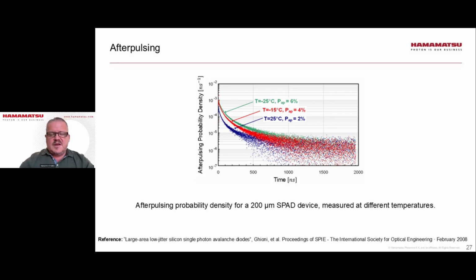Afterpulsing is a function of temperature. As we see from this plot showing afterpulsing probability density, when the temperature is low, so green, the probability is higher compared to higher temperatures. And so here you see a compromise, a trade-off between afterpulsing and dark counts. Dark counts will decrease with decreasing temperature, but we are going to increase the probability of afterpulsing.